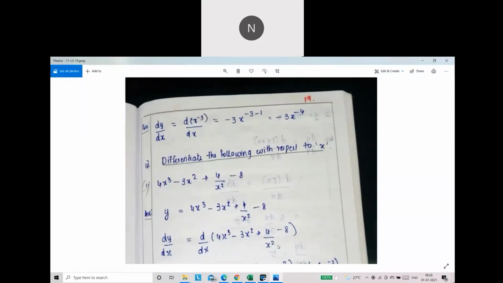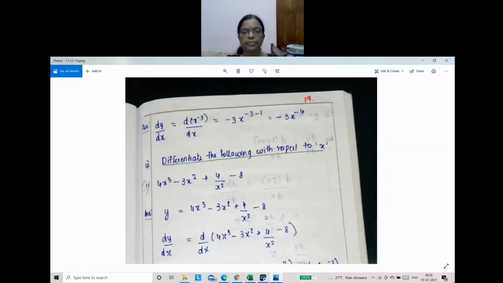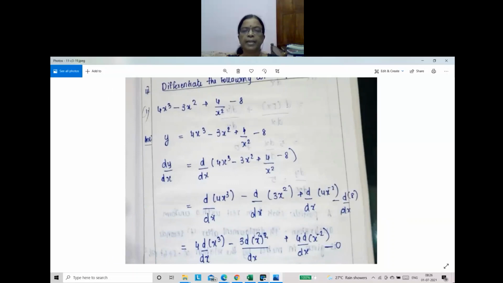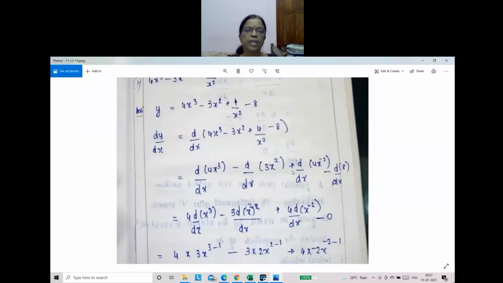x square can be taken to the numerator, x raised to minus 2. Minus d by dx of the last term, 8. That is written first: d by dx of 4x cube minus d by dx of 3x square plus d by dx of 4x raised to minus 2 minus d by dx of 8. Each term is split, and then we apply the formula that we have studied.